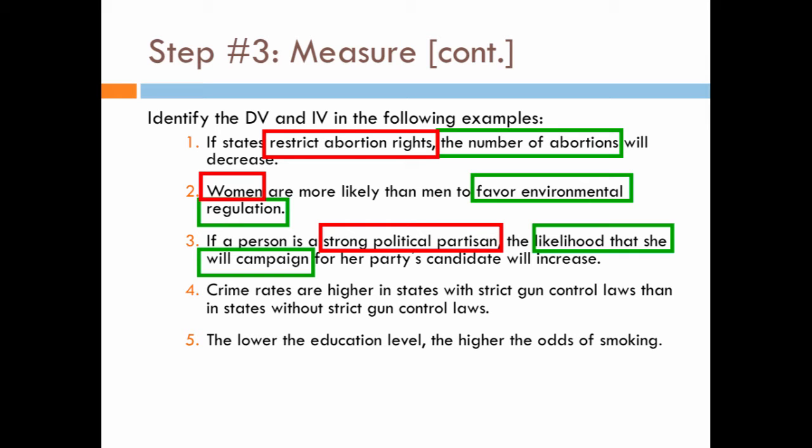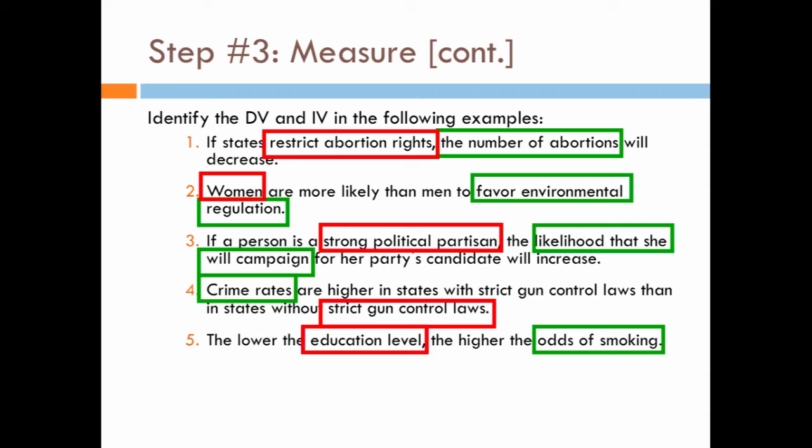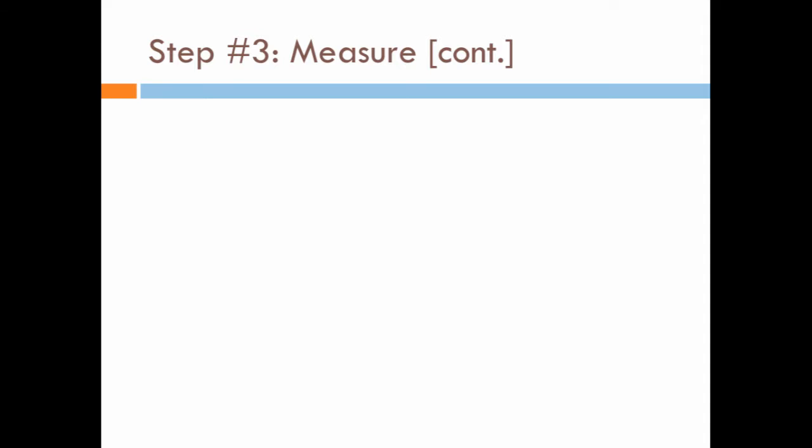In the fourth example, you'll see variation in the structure of the hypothesis. Here, crime rate is our dependent variable. It's listed first. And we think that that depends on the strictness of a state's gun control laws, which again is our independent variable. In the final example, we're motivated to discover what affects the odds of smoking, our dependent variable, and we argue that this is affected by education level, our IV, or independent variable of interest.